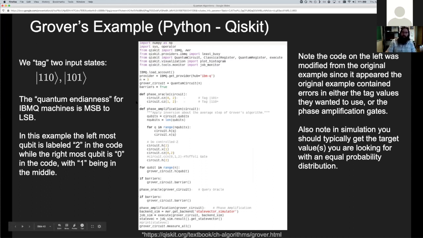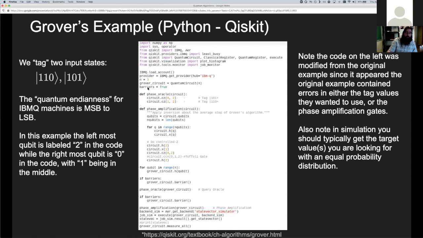But for Grover's, there are a couple of examples out there, and I chose one with Qiskit because that's what we've been using. And I know D-Wave makes heavy use of Python, so it's a little bit easier to transition to. And so the problem starts, we have these states, we tag these two input states of 110 and 101. I'm using that term loosely, and I mean qubit 10 and so forth. But as mentioned before, with the quantum endianness, so to speak, the most significant bit is on the left, and then it goes to the right.